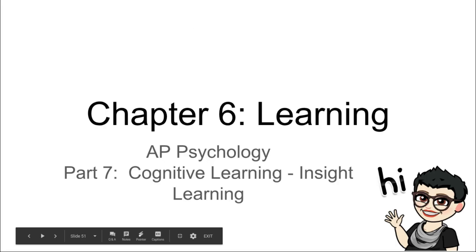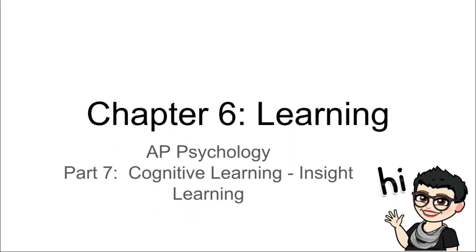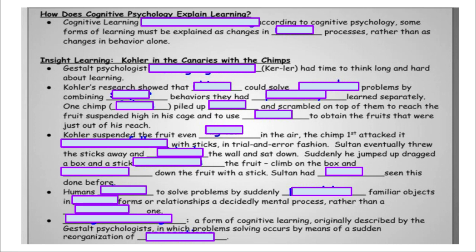I have notes for Chapter 6, Learning, Cognitive Learning, but we're going to talk about insight learning. So how does cognitive learning explain learning? Well, cognitive learning are basically flashes of learning according to the cognitive psychologist. Some forms of learning must be explained as changes in mental processes rather than just changes in behavior alone. And hence, we have this idea of insight learning.